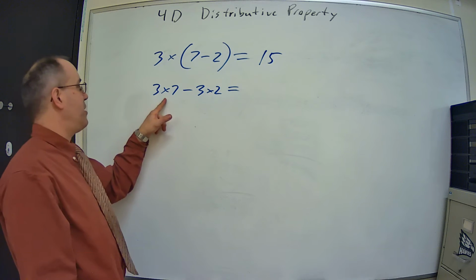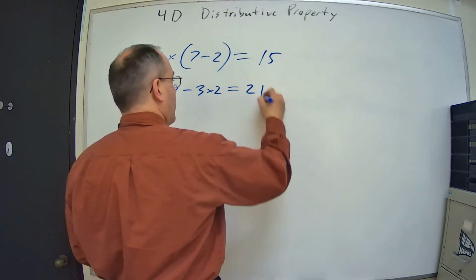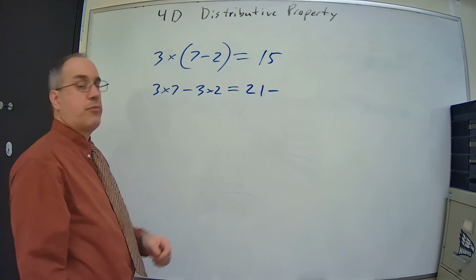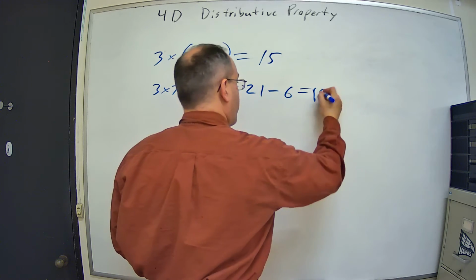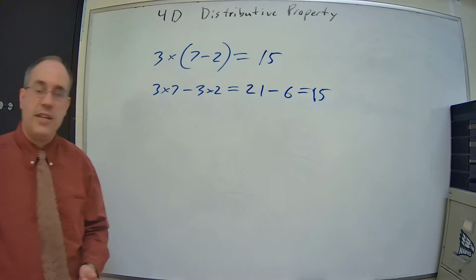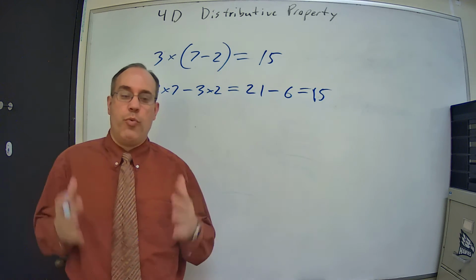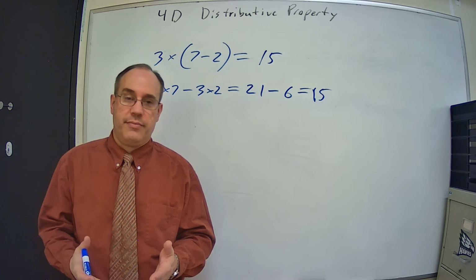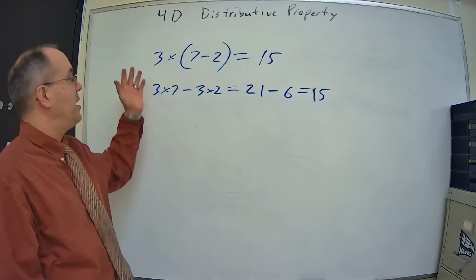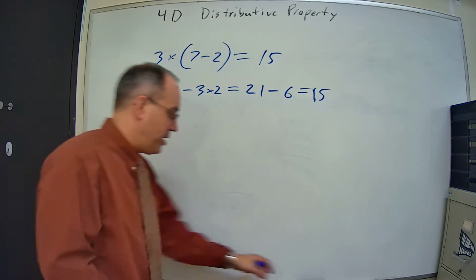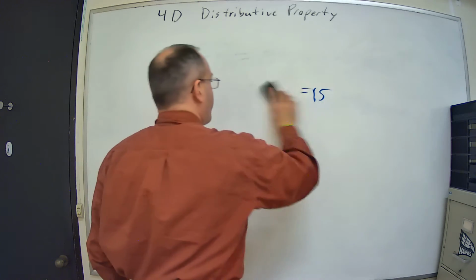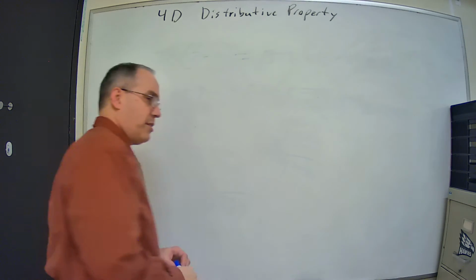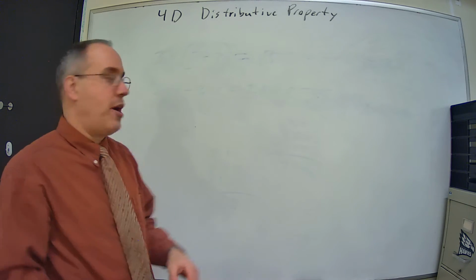3 times 7 is 21. 3 times 2 is 6. 21 minus 6 is 15. So it does show that it works. So be it addition or subtraction, and we can even complicate this even more and make it the distributive property of addition and subtraction.